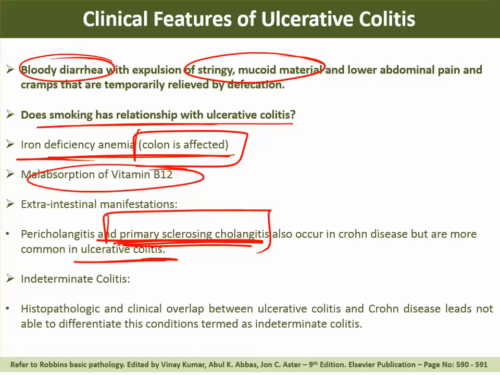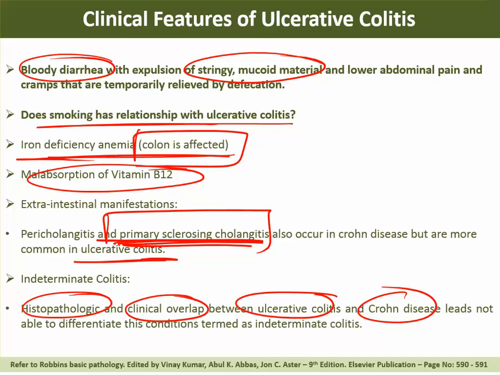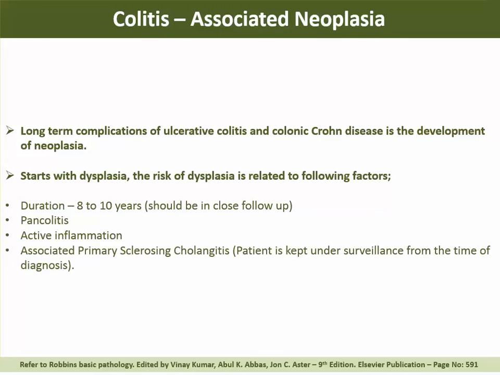There is a situation where we cannot differentiate ulcerative colitis and Crohn's disease. There is clinical overlap as well as histopathological overlap, and we cannot diagnose whether it is Crohn's or ulcerative colitis. Sometimes this overlap happens, and it is called indeterminate colitis, and there is a separate management plan for that. Now coming to the complications of ulcerative colitis, the most common complication is developing into adenocarcinoma.